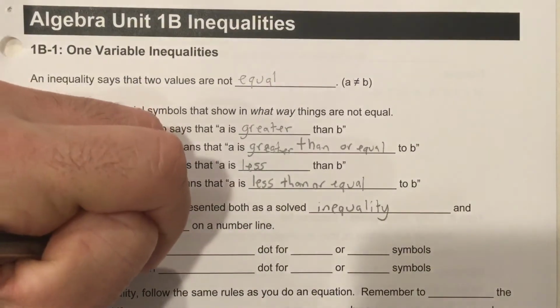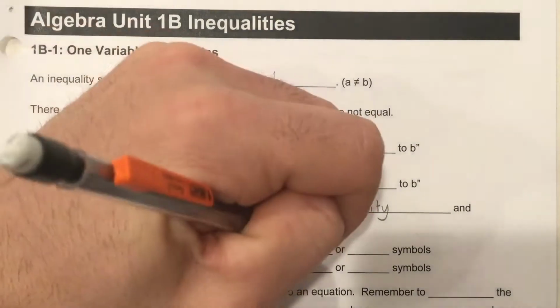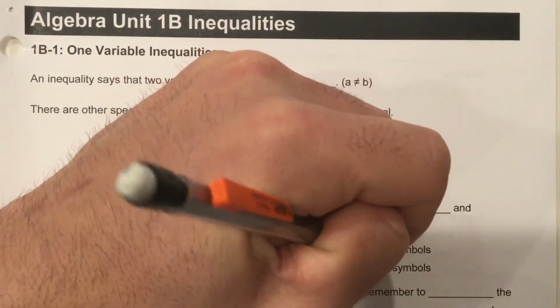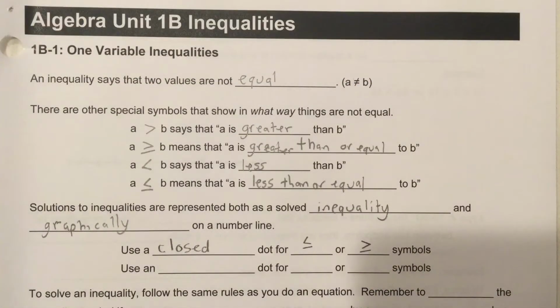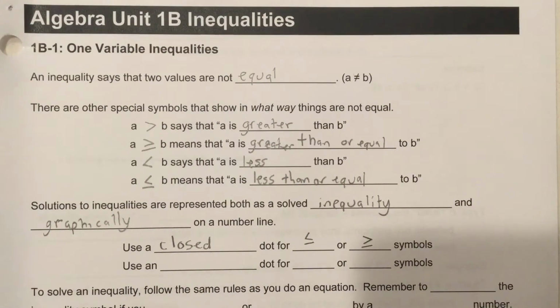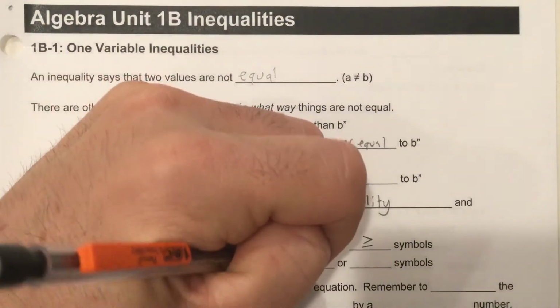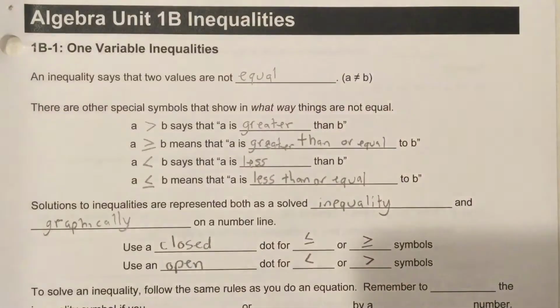Remember, use a closed dot for a less than or equal to or a greater than or equal to symbol. Closed dots means that it can equal. And you're going to use an open dot for just less than or greater than symbols.